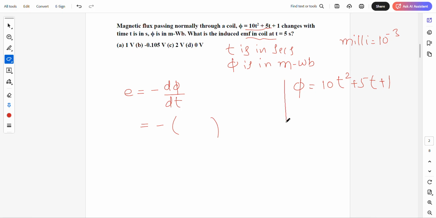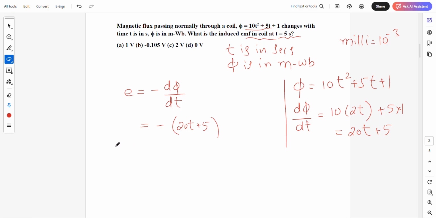What is d phi by dt? It is equal to 10 into 2t. What is the differentiation of t square? 2t, plus the differentiation of t, which is 1. That is equal to 20t plus 5.